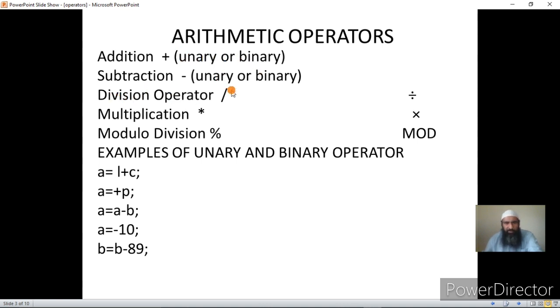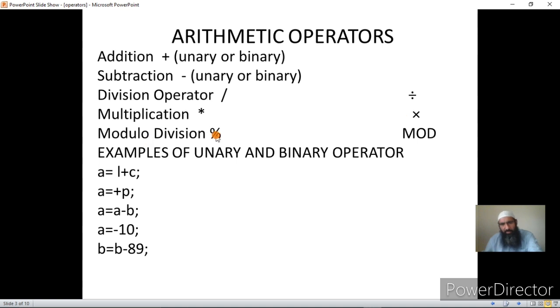Now division operator in C is represented by the forward slash, and in math it is represented by this division symbol, but the function they perform is same. That is, if I write a slash b, it actually means a divided by b. That means I am dividing a by number b. Now multiplication in mathematics is represented by cross, but in C it is represented by a star. So therefore if I write a star b, it means a multiplied by b, same as mathematics.